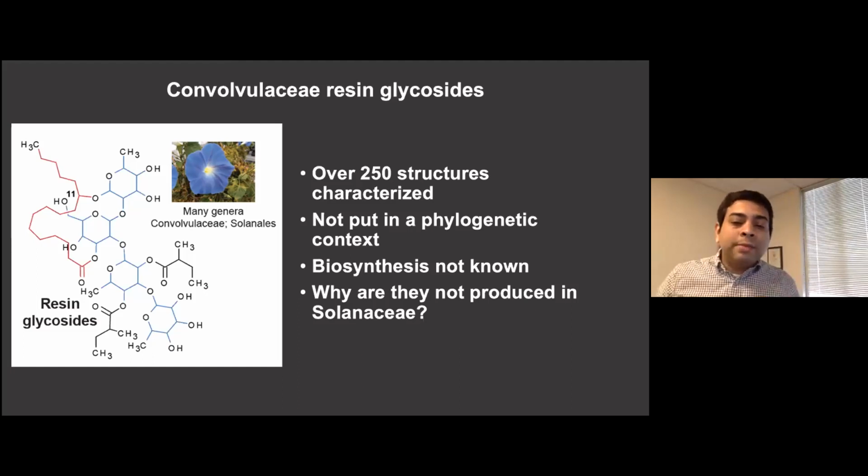And because the enzymes are not known, we cannot say why they are not produced in Solanaceae. Is there an independent evolution of enzymes that occurred in the Convolvulaceae family, or were those enzymes lost in Solanaceae? We cannot say that.